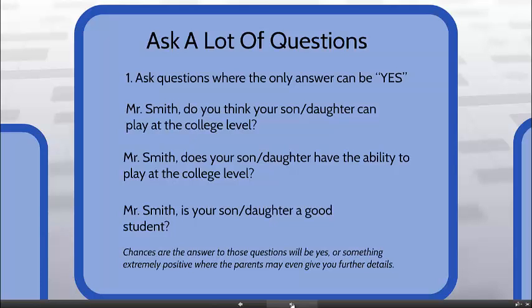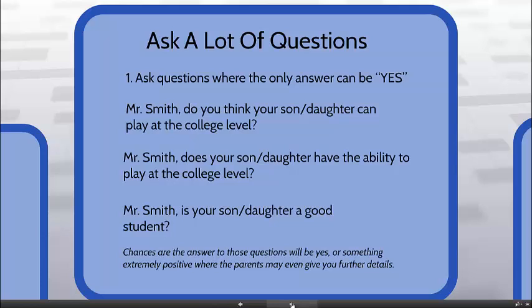Mr. Smith, do you think your son can play at the college level? Mr. Smith, does your daughter have the ability to play at the college level? Mr. Smith, is your son a good student?